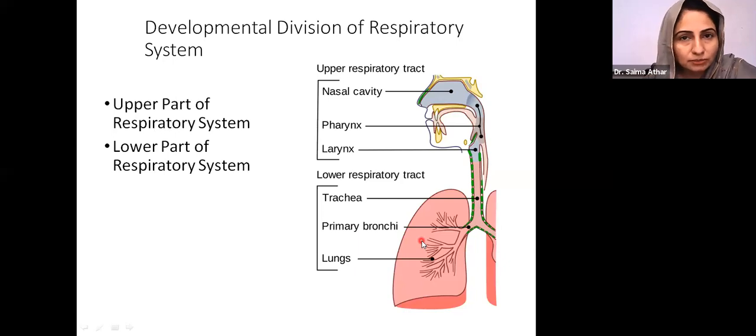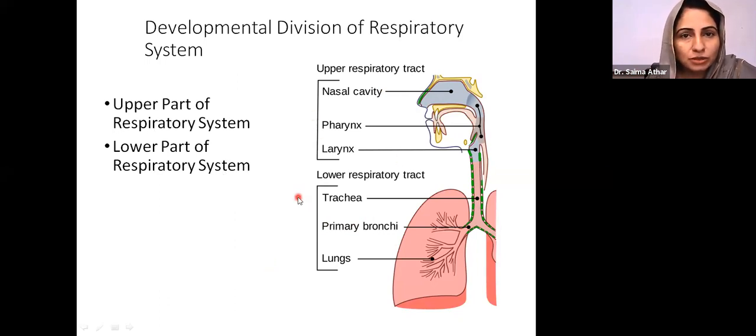This is related to the development from the lung buds or the tracheal buds, right? So developmentally, there is a division. A part of the upper part is completely different in origin from the lower part, but they definitely both join together, and ultimately we consider it as a single system.